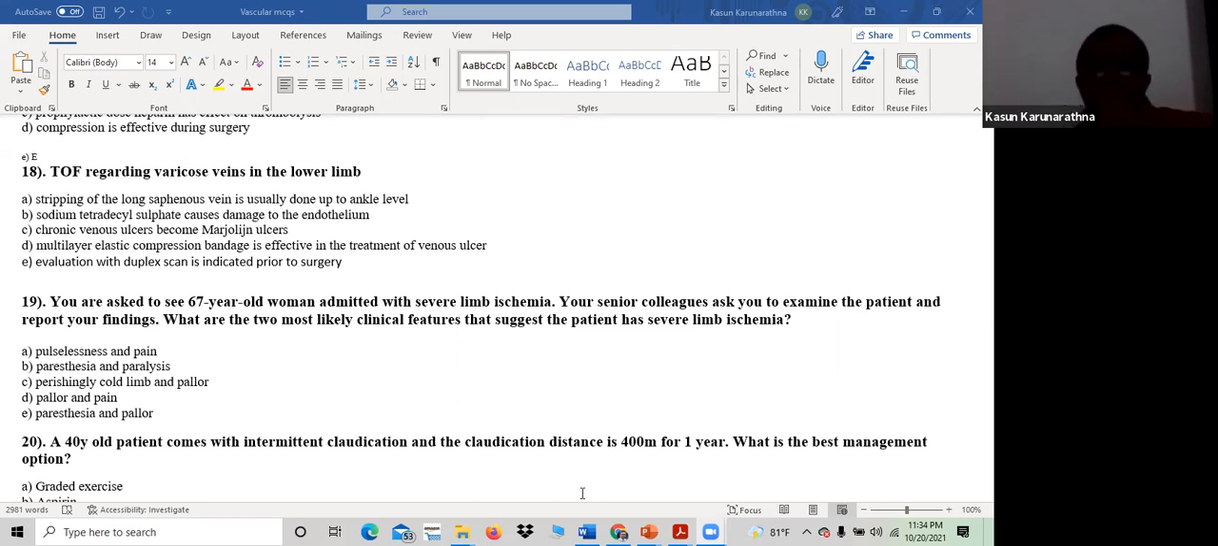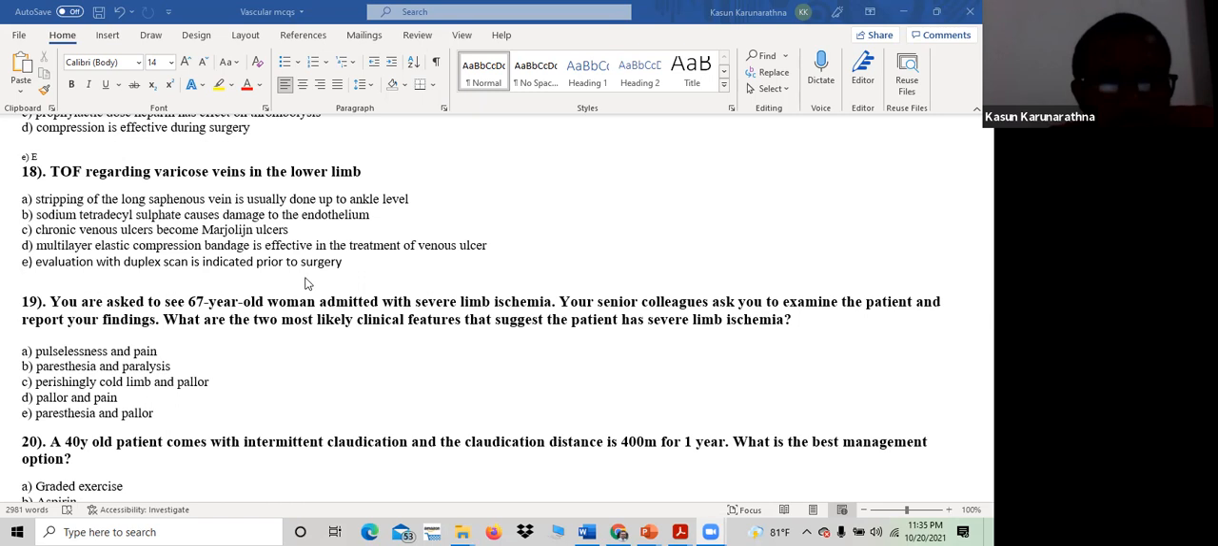That's the damage. The damaged endothelium will lie apart and become fibrous, and that will occlude the lumen. This is the dilated venous lumen. Chronic venous ulcer becomes Marjolin's ulcer.